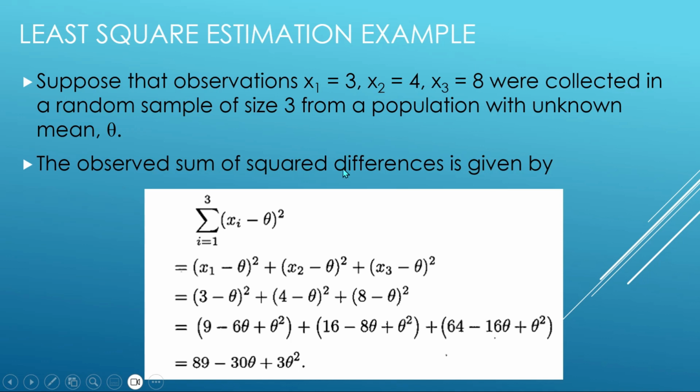The observed sum of squared differences is given by the sum from i is equal to 1 to 3 of (Xi minus theta) whole square, where (X1 minus theta) whole square plus (X2 minus theta) whole square plus (X3 minus theta) whole square. We have to sum all these, and we simply replace X1, X2 and X3 with the given values. So we get (3 minus theta) whole square plus (4 minus theta) whole square plus (8 minus theta) whole square. Using the simple algebraic formula, we get 9 minus 6 theta plus theta square, 16 minus 8 theta plus theta square, and 64 minus 16 theta plus theta square. After simplification, we finally get 3 theta square minus 30 theta plus 89.